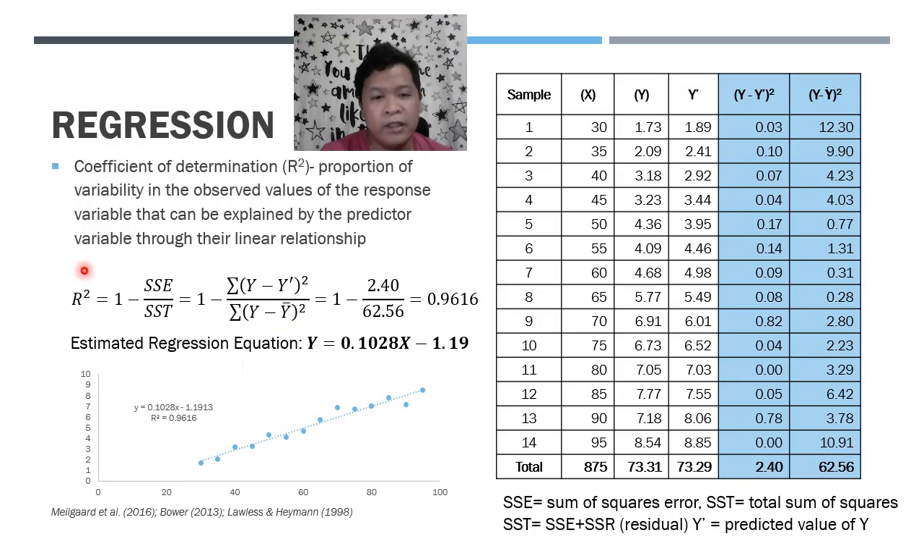So we can calculate for the r squared using this equation. So take note that y involves the actual values obtained experimentally, while y prime are the predicted values based on the said equation. Of course, an r squared that's closer to 1 is considered desirable.